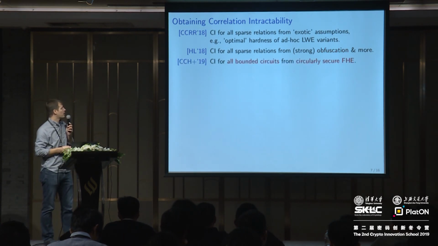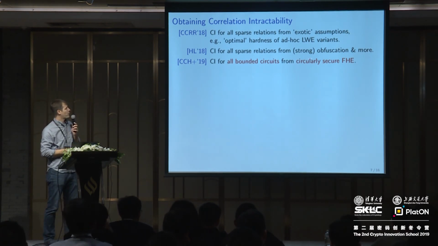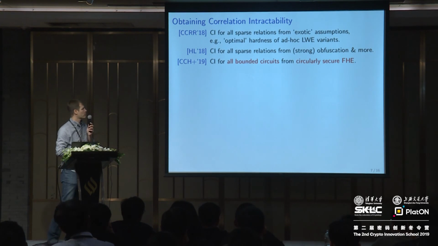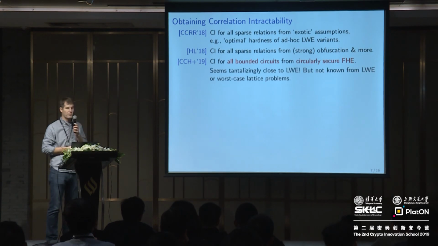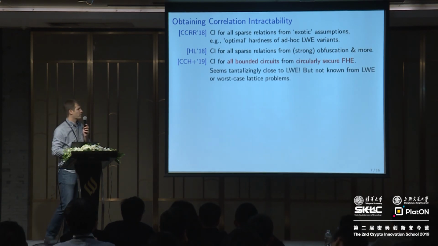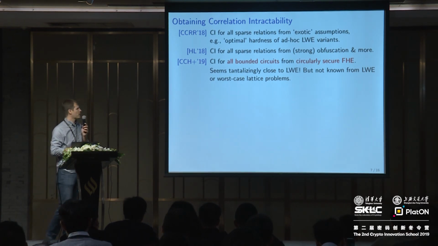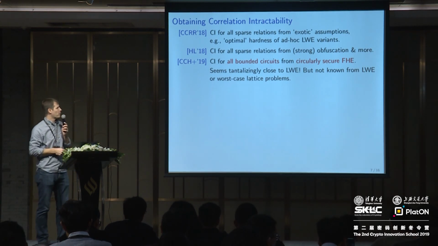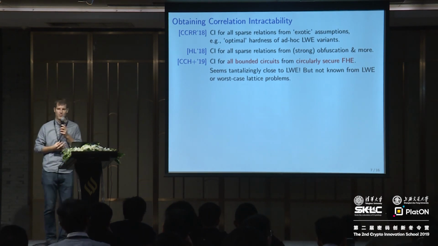Most interestingly to us, Canetti et al. showed how to get correlation intractability for all bounded circuits from FHE, fully homomorphic encryption, which is circularly secure. So circular secure FHE is the one and only assumption they need. And this seems very close to LWE, but the circular security part is the question mark. We don't actually know how to get circular secure FHE from plain LWE or from worst case lattice problems. So it's just an assumption that we make, and we think that such an assumption is reasonable, but we don't know how to get it from LWE.